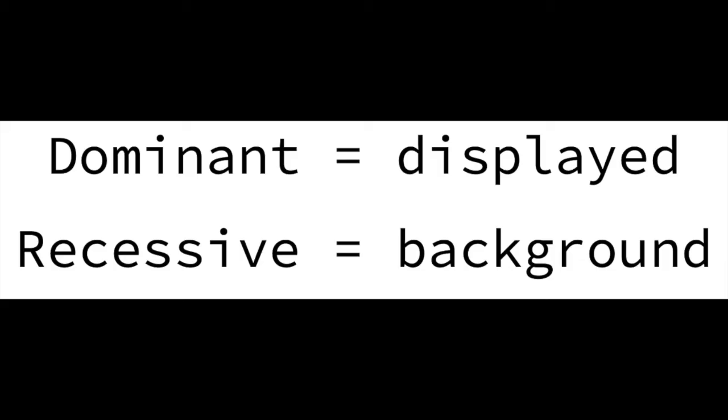Even if you have 2 different genes like this, you can only ever see one of them. One will win out, and the displayed gene, the displayed characteristic, must come from the dominant gene, whereas that other gene becomes recessive. It sits there in the background and isn't seen.